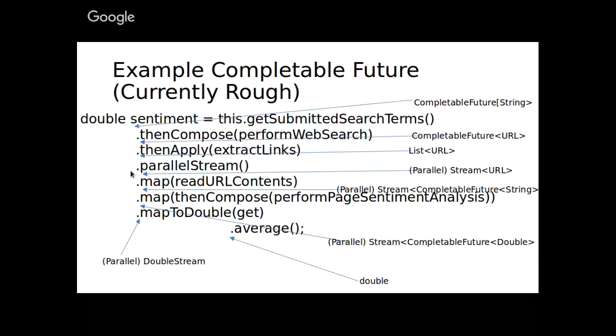And then in a parallel way, we will engage in reading the URL contents. We will perform sentiment analysis once we've gotten back the contents of a given web page. And then, having finished this complete parallel stream, we're going to map the results here and then take the average over them.